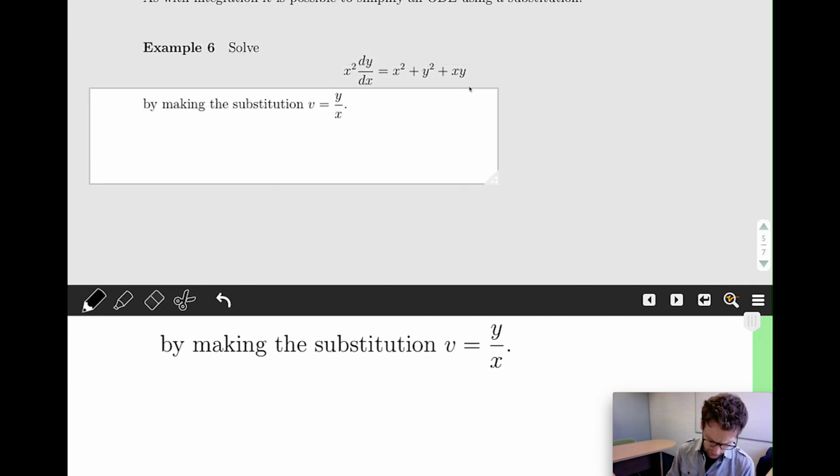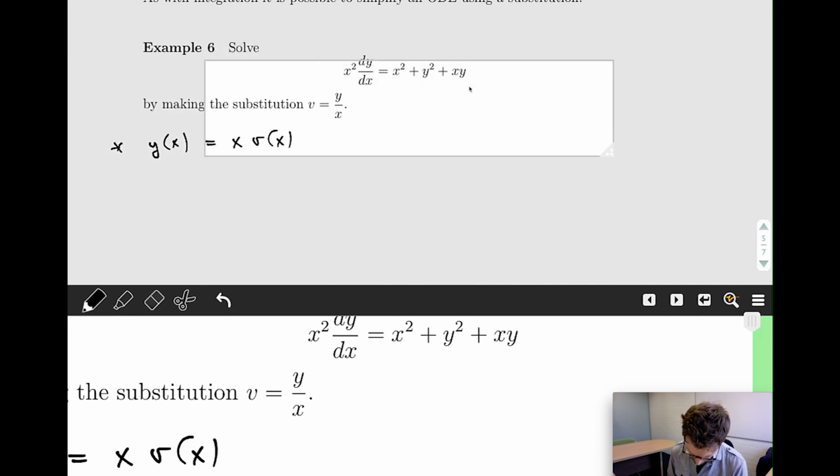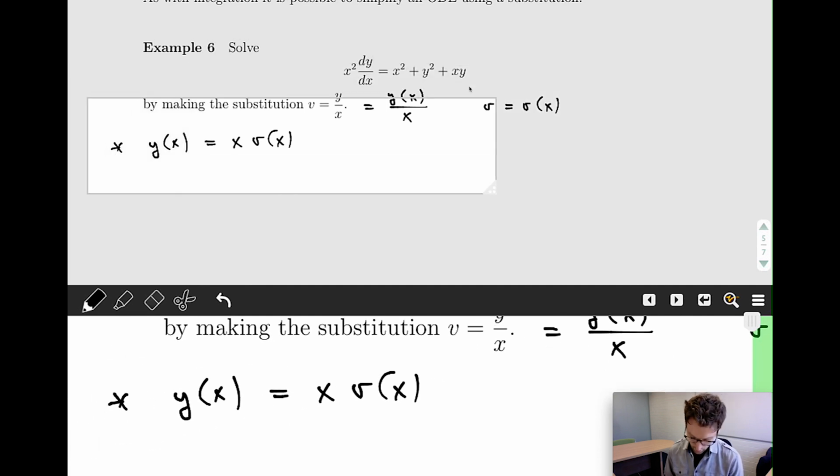So when we're making a substitution, the first thing we need to do is to rewrite this as an equation for y of x. So we've got y is equal to x times v of x. Now notice here that the substitution was given as y, which is a function of x, over x. So that means that v itself is also a function of x. So that's why I wrote here, when I multiplied up by that factor of x, that y of x is equal to x times v of x.